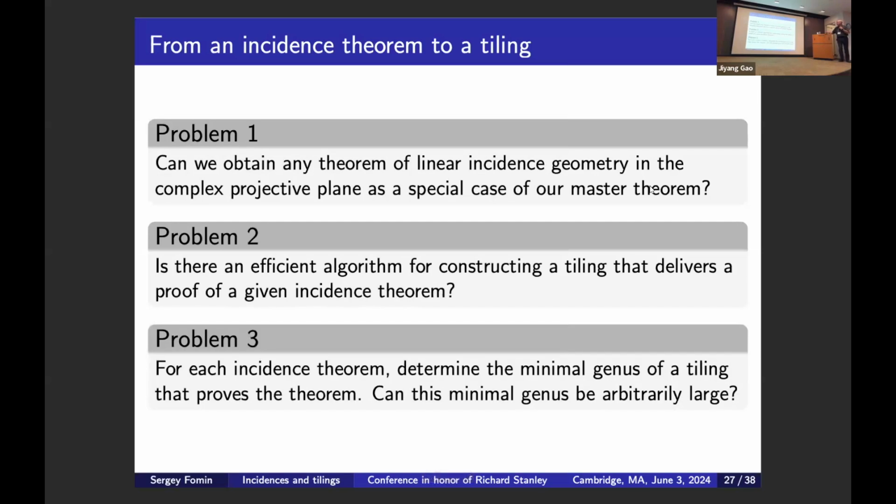And problem 3, again, this issue has been brought up. What is the minimal genus of a tiling that proves a given theorem? In particular, can this genus be arbitrarily large? Does there exist a theorem that requires a surface of genus 100 in order to prove it? I have no idea. Probably, but since we don't know the relationship, we cannot go backwards, so we cannot really argue.